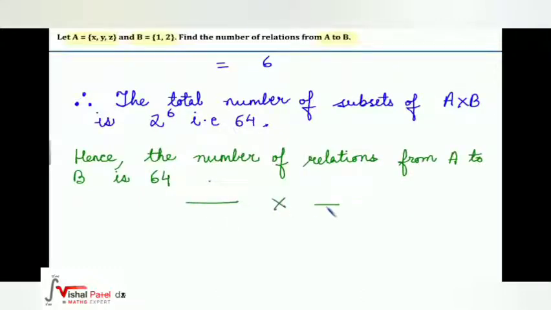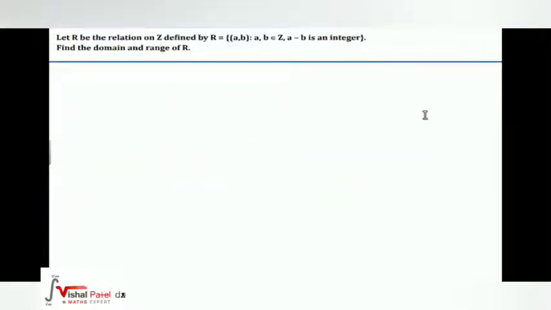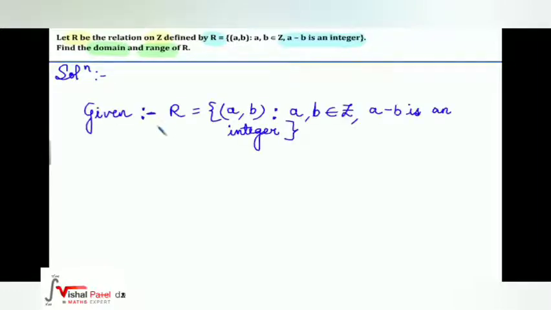Okay. Now move on to our last question. Let R be the relation on Z defined by R equal to {(a, b) where a, b belong to Z and a minus b is an integer}. Find the domain and range of relation R. If you want to try it yourself, just pause the video and try it yourself.